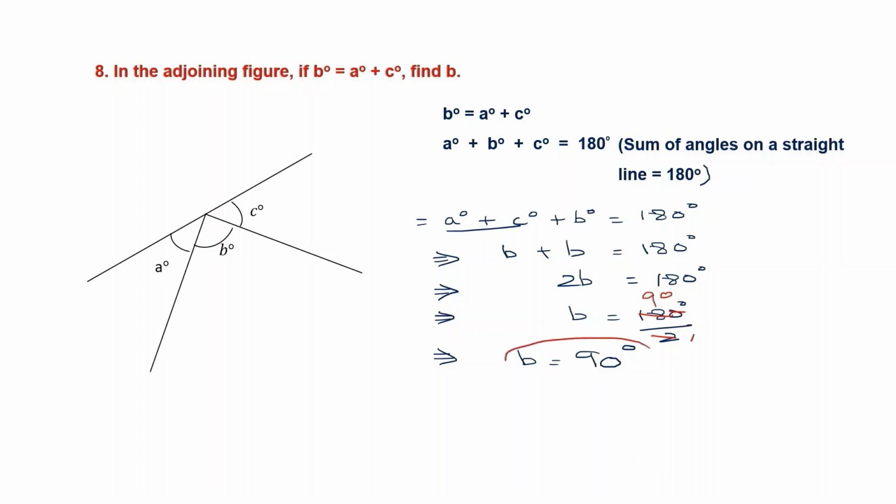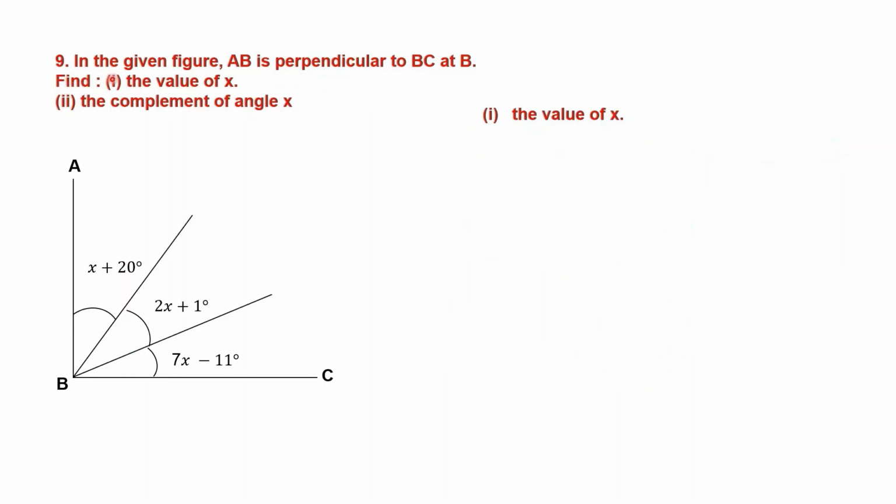So this is our answer. B is equal to 90 degrees. Question 9. In the given figure, AB is perpendicular to BC at B. So this line is called AB, this is BC, and they are perpendicular to each other at the point B. Now here we are asked to find the value of x.